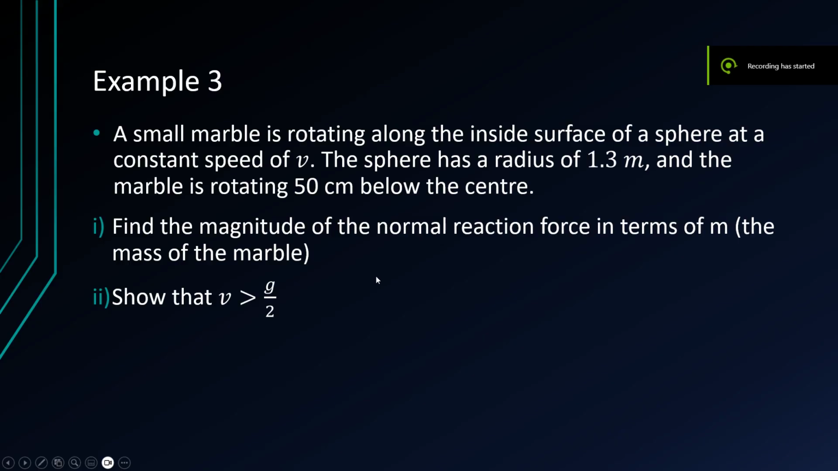So here's a slightly trickier example. A small marble is rotating along the inside surface of a sphere at a constant speed v. The sphere has a radius of 1.3 meters, and the marble is rotating 50 centimeters below the center.